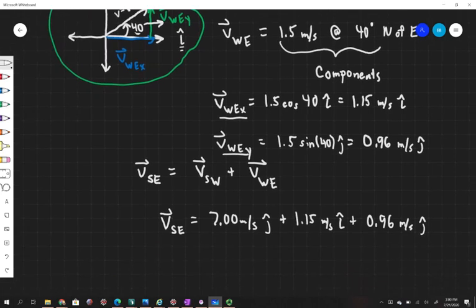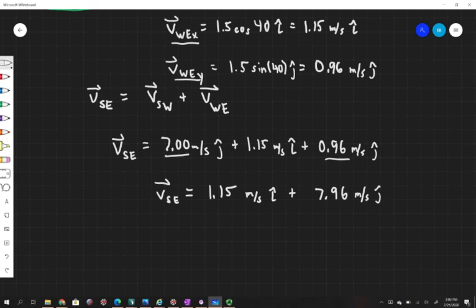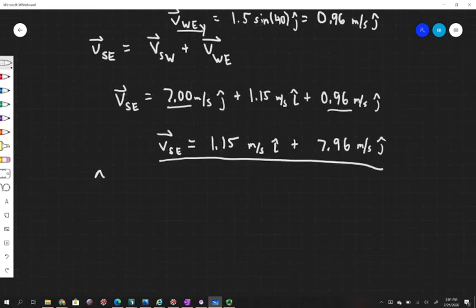So there we have a nice equation that represents the velocity of the ship relative to the Earth. There are some terms that I can combine here. So let's combine the like terms, velocity of the ship relative to the Earth. Combine all the i-hats. There's only one of them, 1.15 meters per second in the i-hat direction. And combine the j-hats, 7 in the j-hat plus 0.96 in the j-hat. So I add those together and I get 7.96 meters per second in the j-hat direction. So there is a nice little vector that represents this. Let's draw this out and see what it actually looks like.